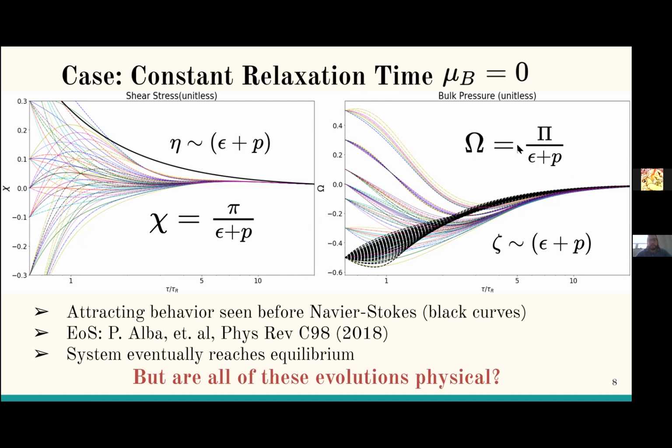But one might ask whether or not all these evolutions are physical. Does it make sense to run all of these different initial conditions? Yes, I have an attractor, and I have a sense in which all of these initial conditions will collapse into a universal curve and eventually look like something in equilibrium. But did it make sense to run all of these evolutions in hydrodynamics? That's something that I should have checked in the first place.